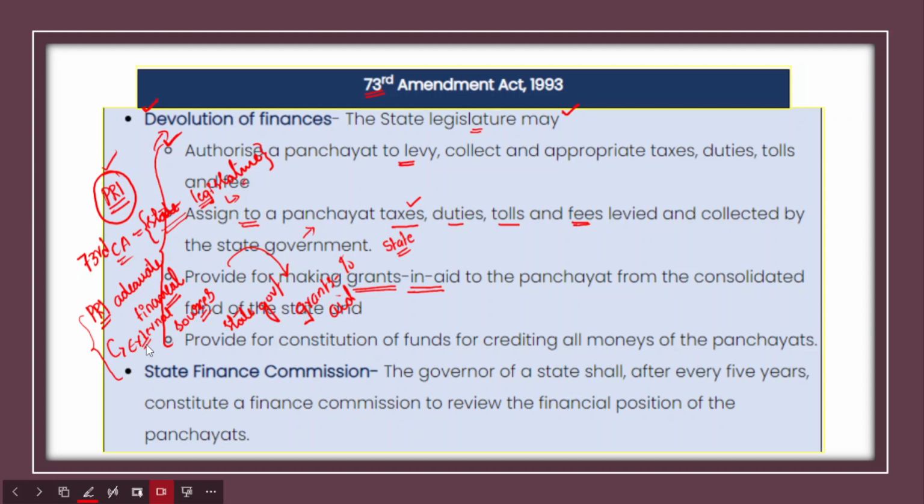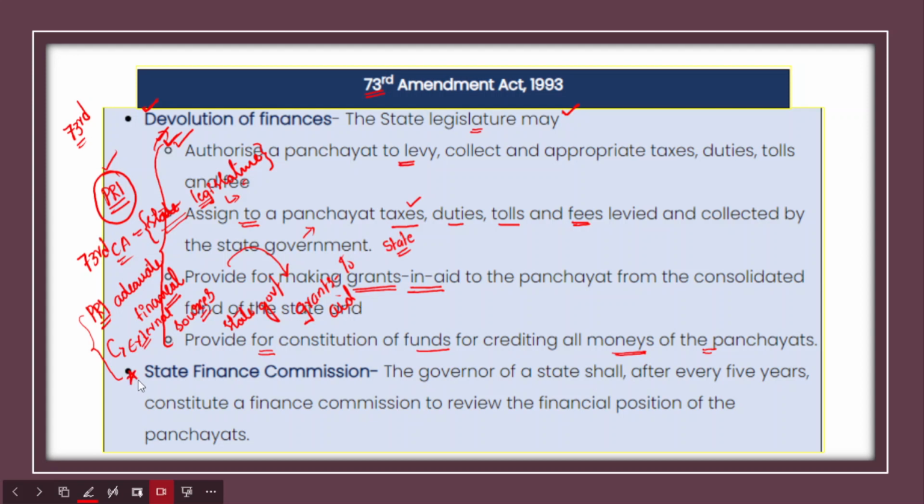Then there is the provision for the constitution of funds for crediting all monies of the panchayats. These are some of the provisions, but they are not obligatory or mandatory provisions mentioned under the 73rd Amendment of the Indian Constitution. If the state legislative assembly wanted to devolve all these powers to the panchayats, they can devolve them, right?